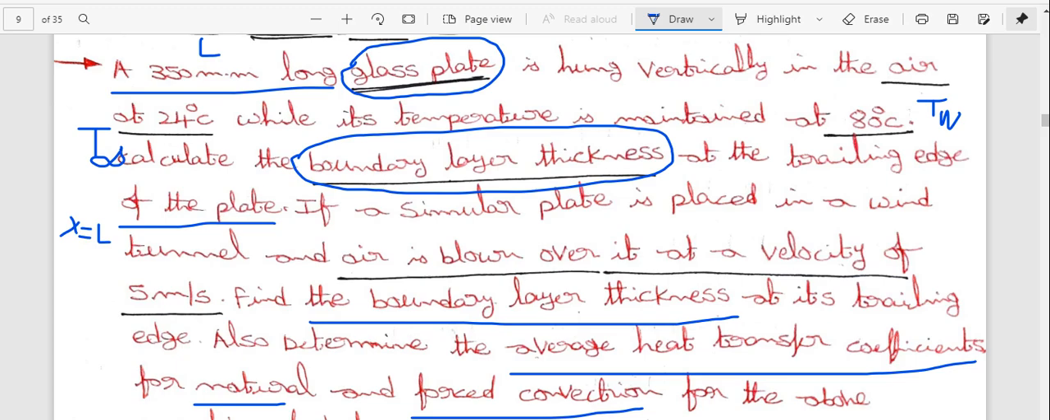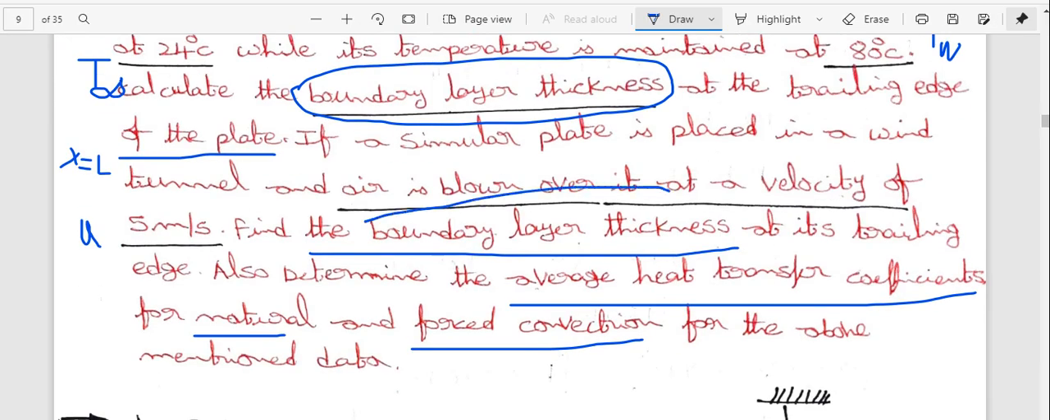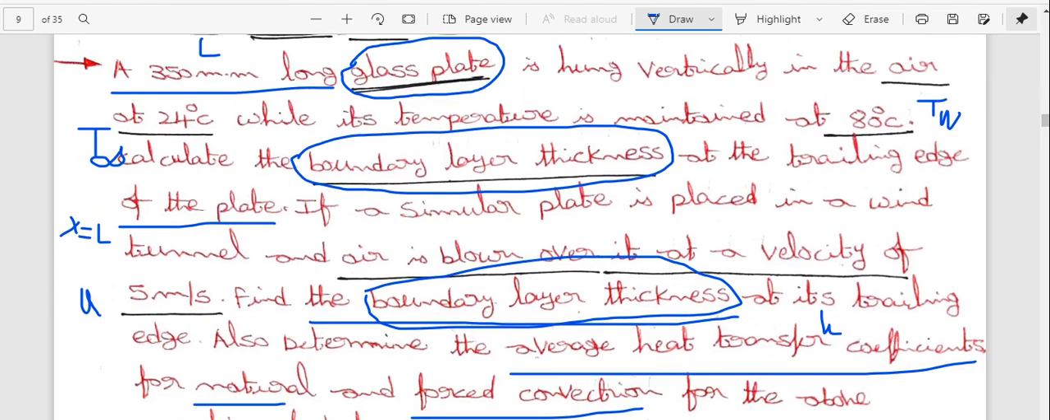So if the similar plate is placed in a wind tunnel and air is blown over it at a velocity of 5 meters per second, in this forced convection the velocity value is 5 meters per second. Now we need to calculate boundary layer thickness at the trailing edge. This is the first question. And determine the average heat transfer coefficient, that means the h value. This is the second question. Now we need to solve this question.